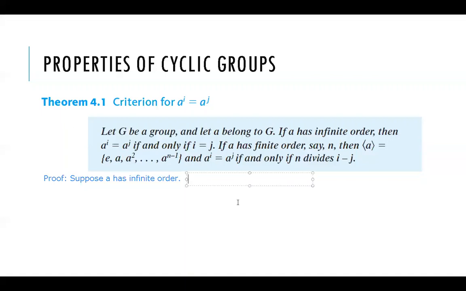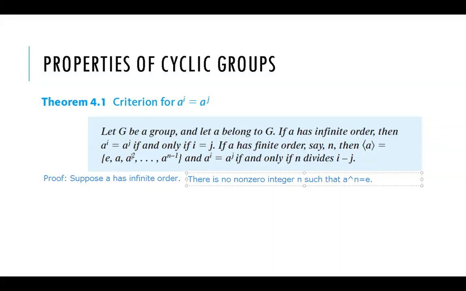So there is no integer, there is no non-zero integer n such that A raised to power n equals the identity E. All right, so there is no such integer.